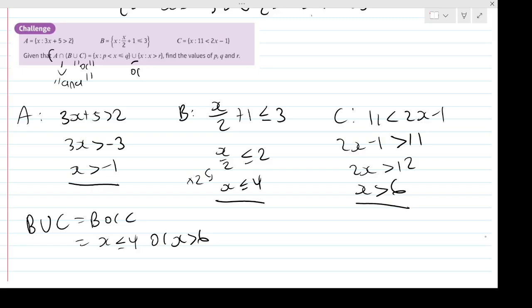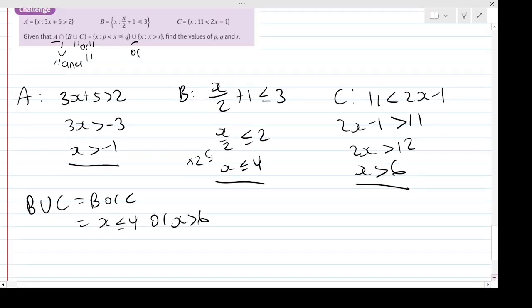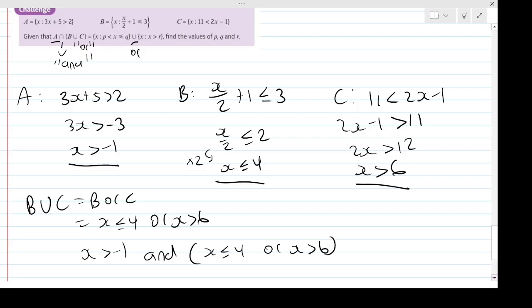Okay, then it says A and, so it has to be the inequality for A, x greater than -1, and some of these values. If we write that out, we could say x is greater than -1 and x is less than or equal to 4, or x is greater than 6. I'm basically just substituting in what I've worked out into what this statement is saying. Okay, well, what does that mean then?